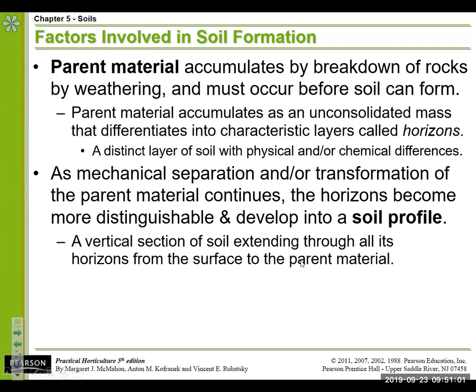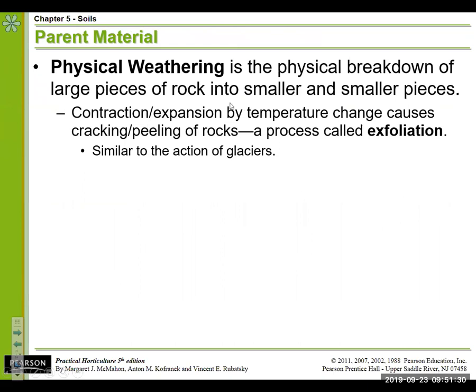Altogether, these horizons, as they become more and more distinguishable between layers, develop into what we call the soil profile, which is just a cross section of the soil, looking at it vertically. So say we get a backhoe or an excavator, we dig down, we look at that soil profile, we're going to see these different horizons, these different layers, like lasagna. Physical weathering is a big part in breaking down that parent material into these horizons over time.